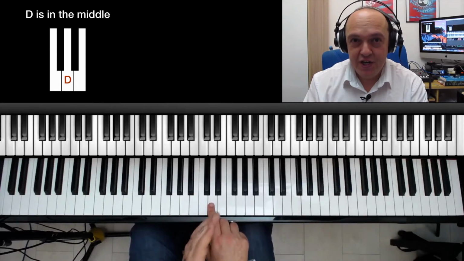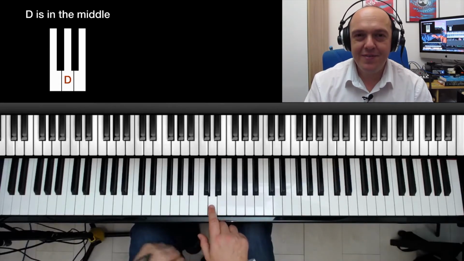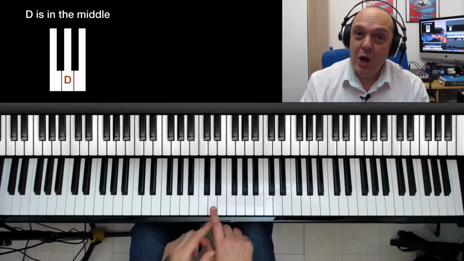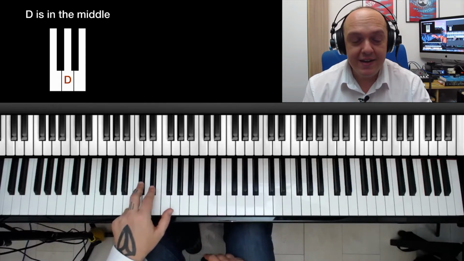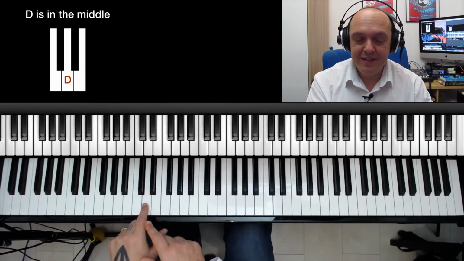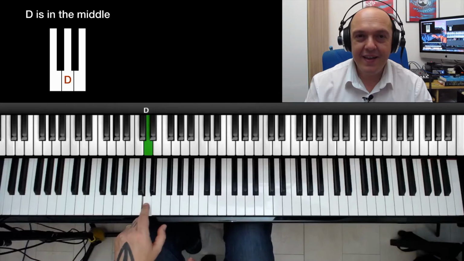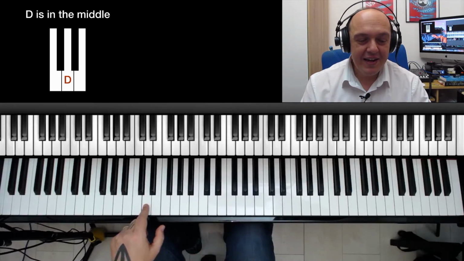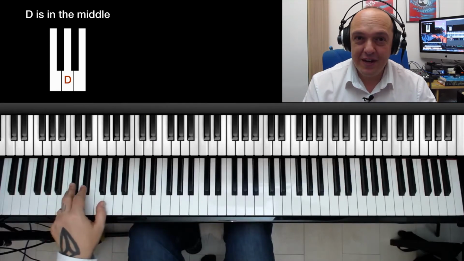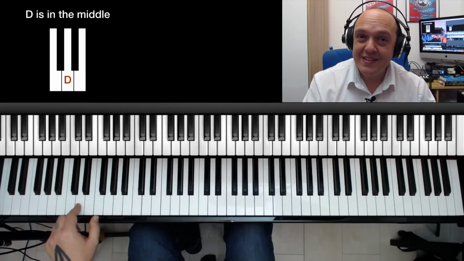Go back to your initial D, the one in front of you. And now play a lower D to your left. So locate the group of 2 black keys, the D is in the middle. And just go one lower. Get to the lower group of 2 black keys, and the lower D is in the middle.